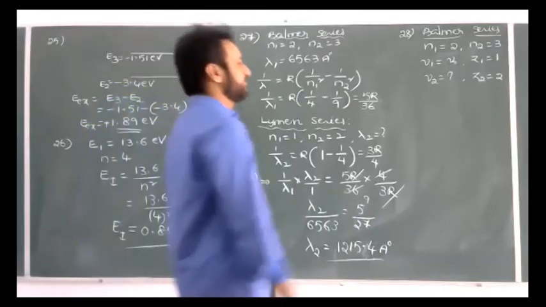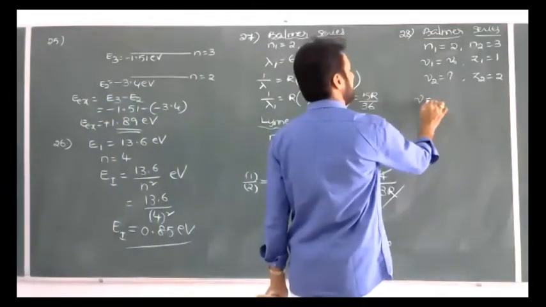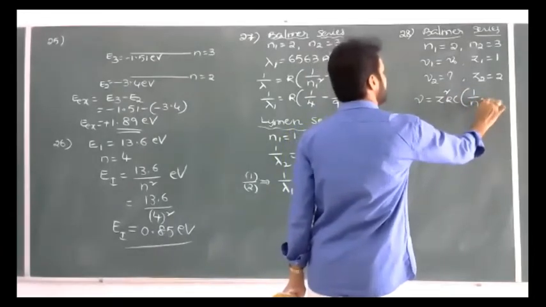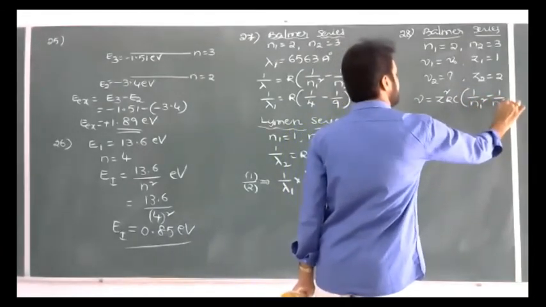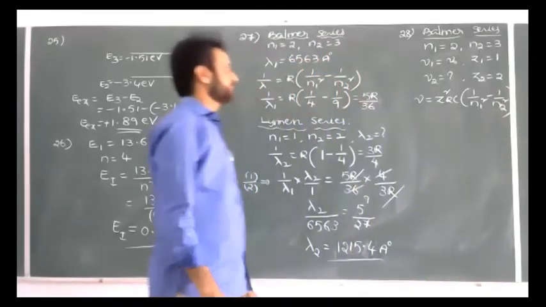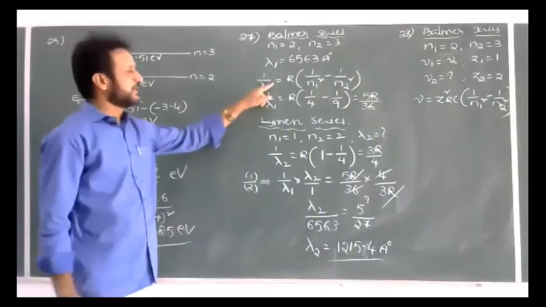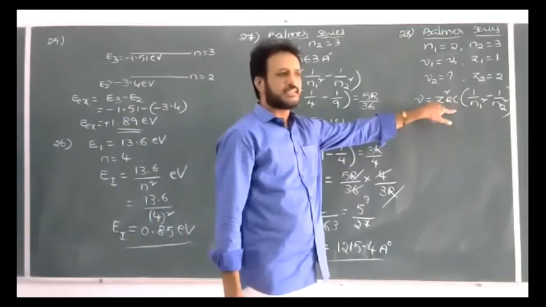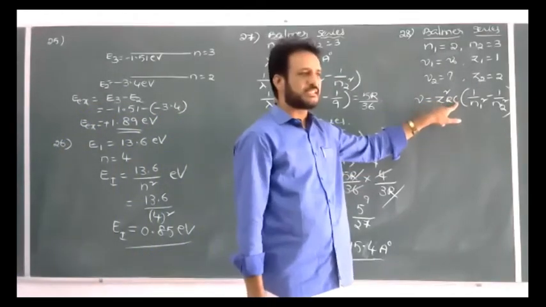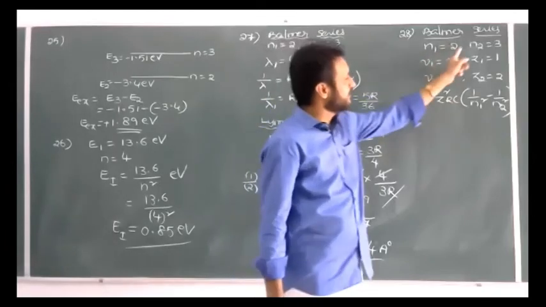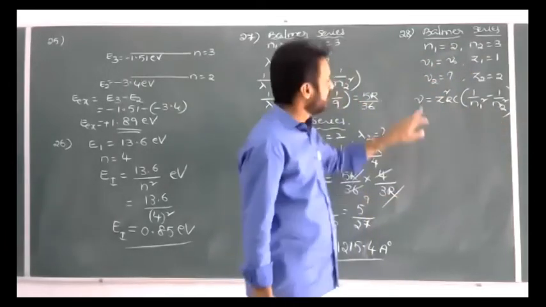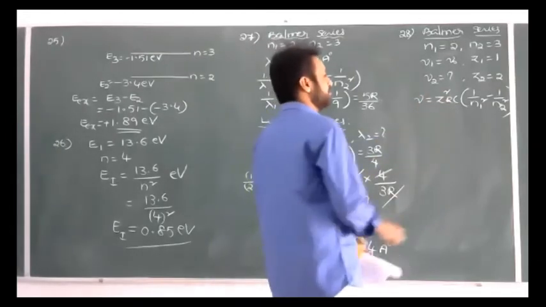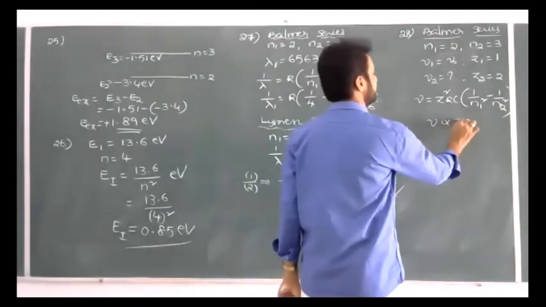Now check here. The frequency formula is nu equal to Z square RC into 1 by N1 square minus 1 by N2 square. The earlier one was a wavelength formula, but this is the frequency formula. In this formula, the Rydberg constant R and the speed of light C are both constant, and in both cases the N1 and N2 values are also constant. So we only have to take a relation between nu and Z square: nu is proportional to Z square.